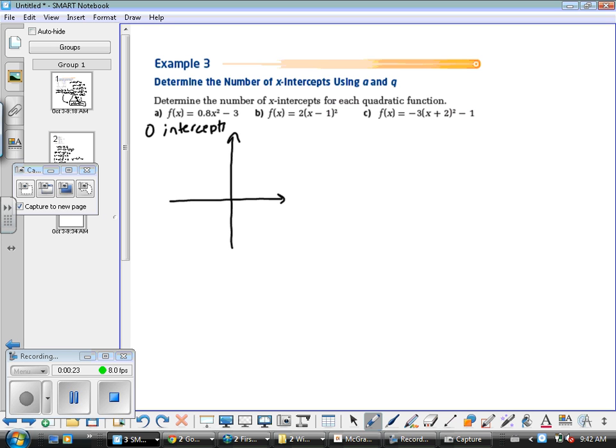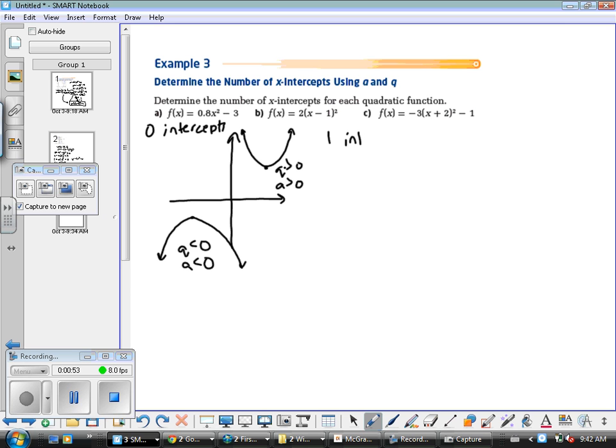Well, you can have 0 intercepts if you have a q value of your vertex, the y-coordinate of your vertex, that is negative, and it opens down. So if q is less than 0 and a is less than 0, that's not going to cross the x-axis. If you have a q value that's positive and it opens up, so q greater than 0 and a greater than 0, then you're going to have 0 intercepts.